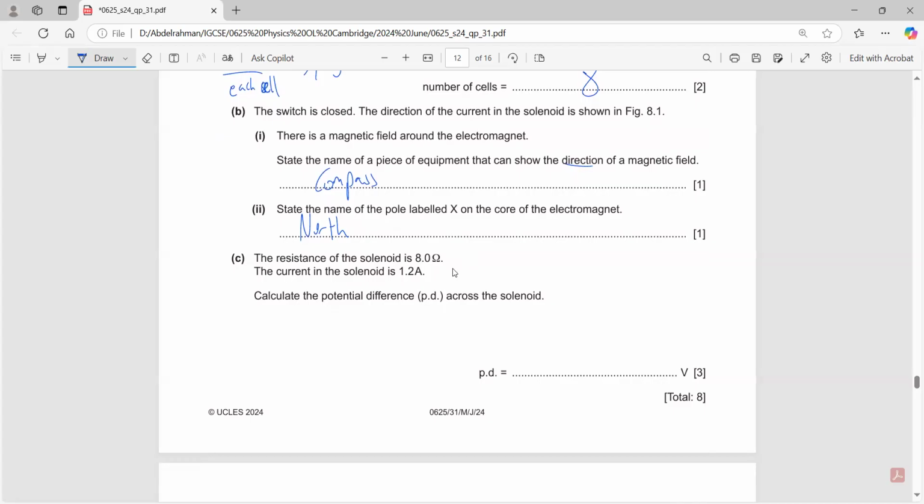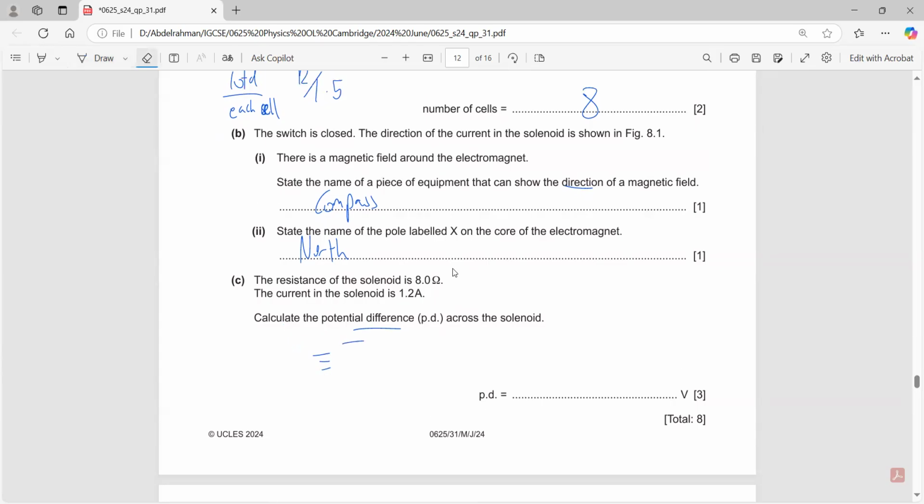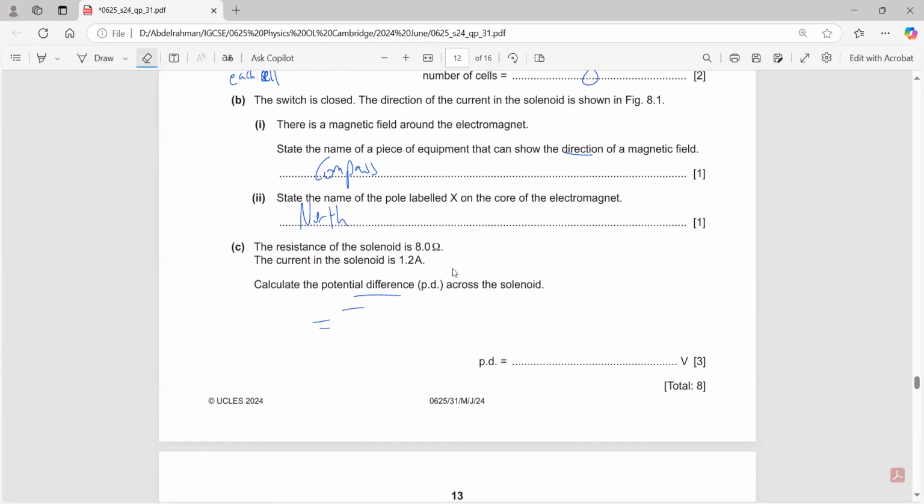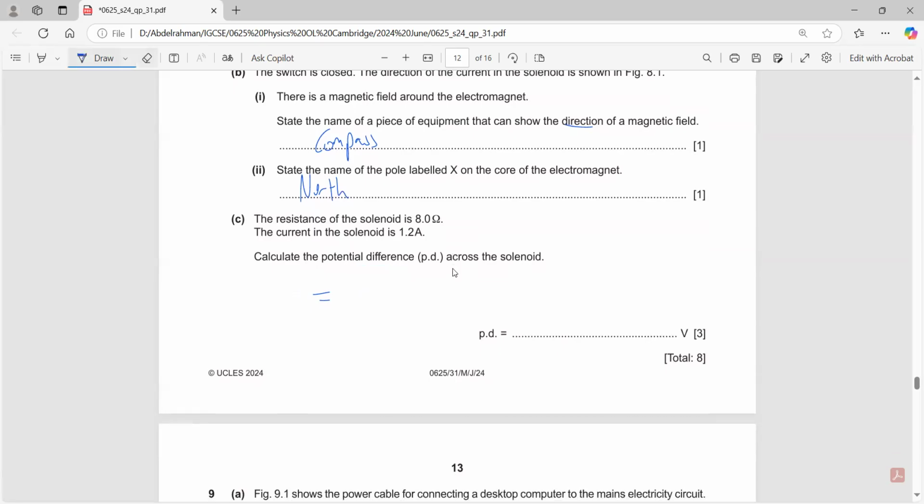How can I find the potential difference of the solenoid? The potential difference, which is the voltage, basically. V equals IR. So the current is 1.2, and the resistance is 8. V equals IR. So 1.2 times 8 is 9.6. Yes, thank you. 9.6 volts. Excellent. Okay, good.